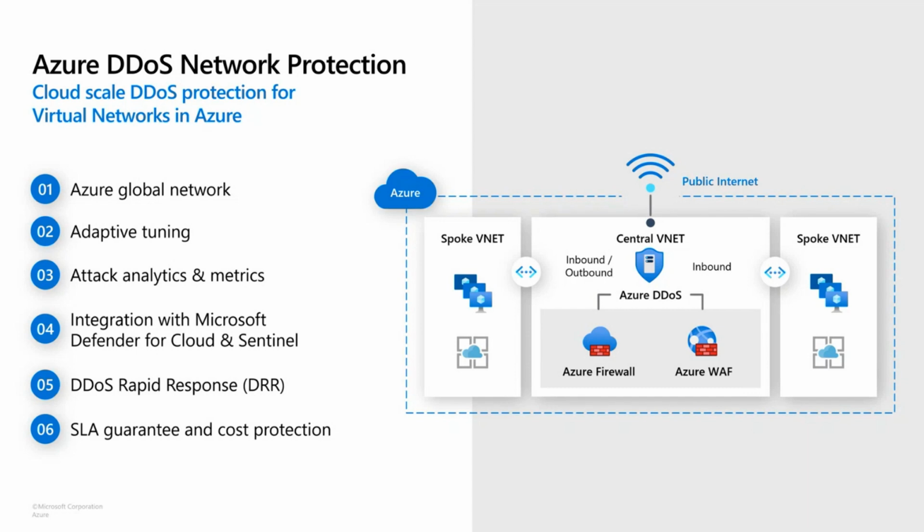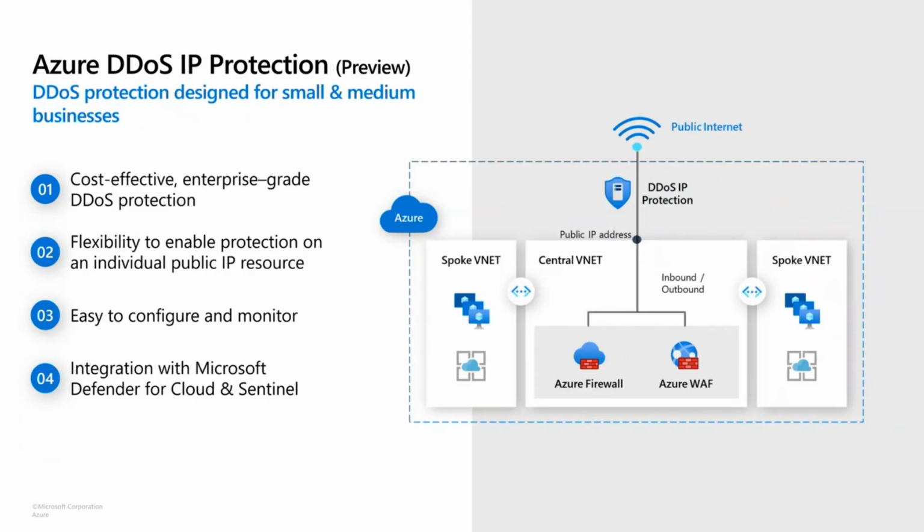With SLA guarantee and cost protection, essentially what we are saying is, if there is an active, documented DDoS attack, then for all the scaling you had to do of the VMs and the services, you get cost protection for that. So that's the benefit with DDoS network protection. And of course, there is the adaptive tuning. That's how it manages and protects the environment from DDoS level attacks.